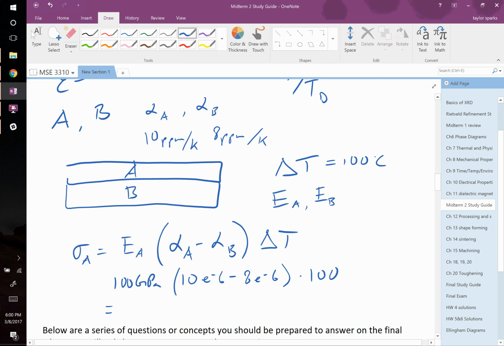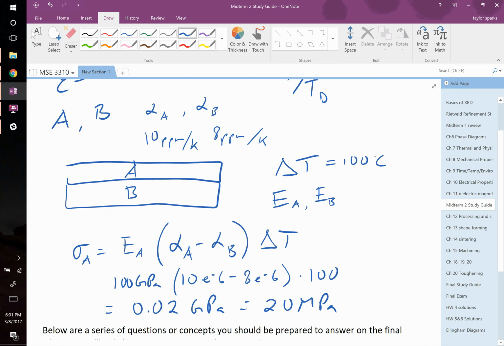Zero 0.02. So I get a positive 0.02 gigapascals or 20 MPa, right? Yeah, 20 megapascals. So that produced 20 megapascals of stress in material A. If your material B has a different modulus, it's going to produce a different stress, right? Because the strain is linked.